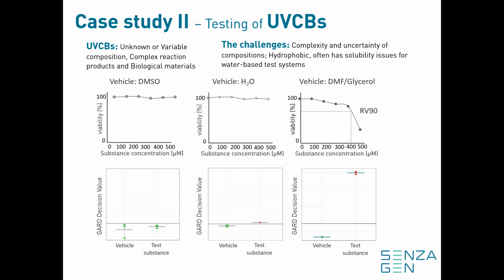So if we look at the bottom two figures to the left, we can also see that this compound was incorrectly predicted as a negative in the GARD skin assay. So what we then did was that we went back to the customer. We asked them for a bit more information regarding the physicochemical properties, and we eventually decided to use a combination of less polar solvents in order to get this compound into solution. So we used a mixture of DMF and glycerol, and as you can see from the viability plot, we could actually have a bioavailability, we can observe a cytotoxicity, and this compound was then in the end also predicted correctly as a sensitizer.